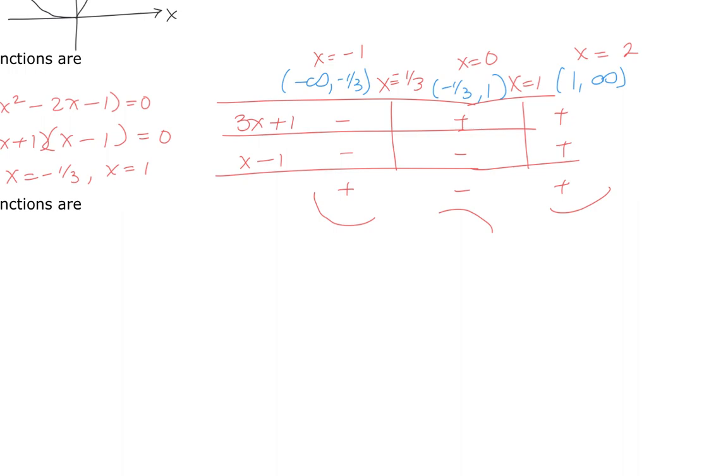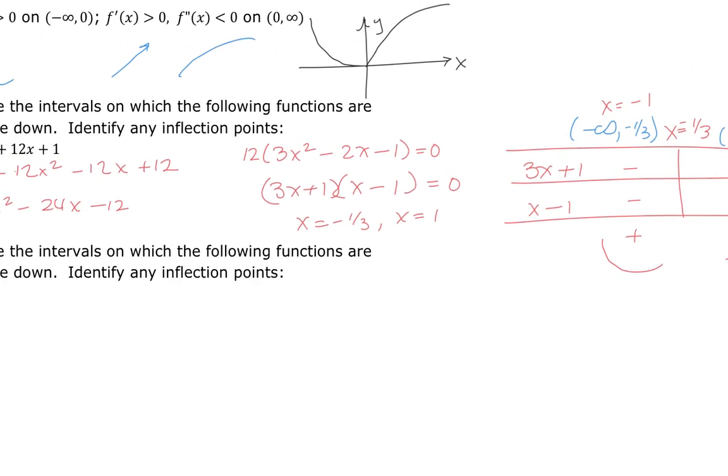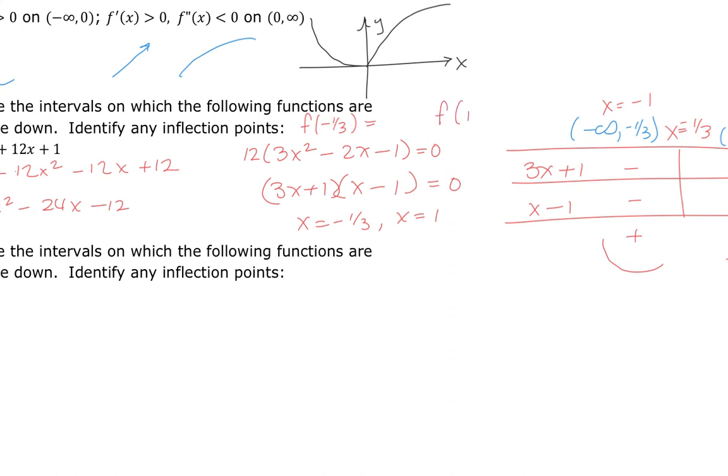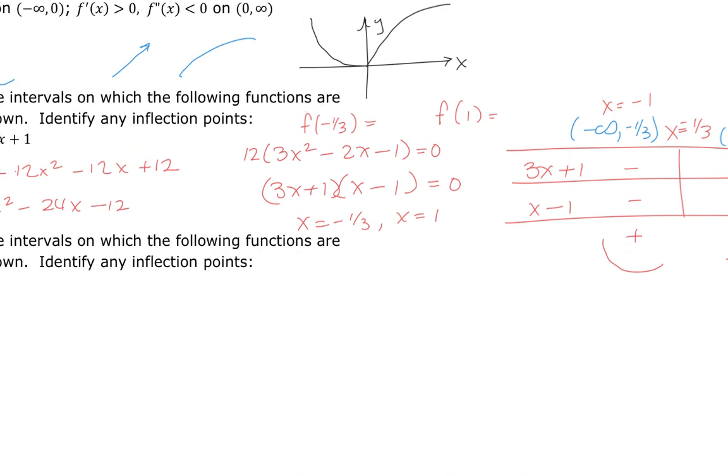The x values are negative 1/3 and 1. So as ordered pairs, because points of inflection are points, I would do f of negative 1/3, and I'd put that into my original function, and I would also do f of 1 into my original function. And then I would answer this as ordered pairs. When I put in negative 1/3, I got 0.52. So my point of inflection is negative 1/3 and 0.52.